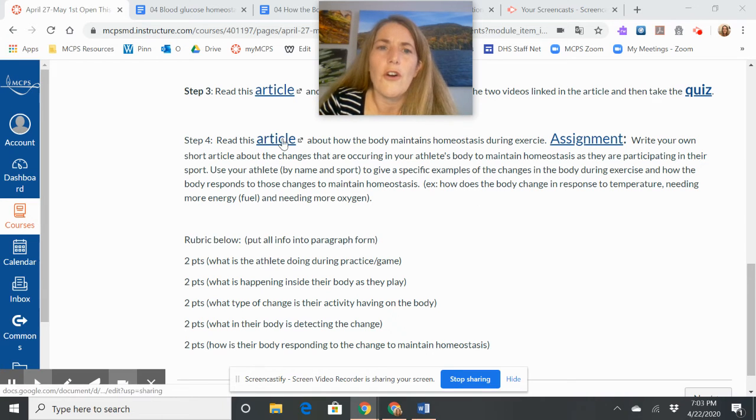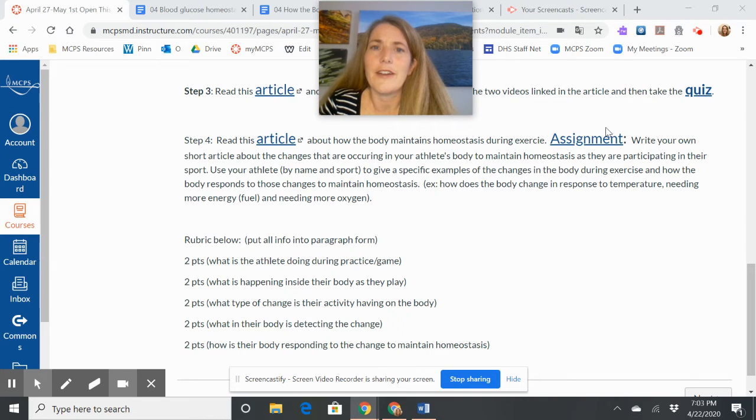You'll notice that this article here is background about how your body maintains homeostasis during exercise. It's got lots of good information in it. Use that article to help you, and then write your own short article specifically about your player. So make sure you're mentioning your player's name and then make it relevant to their sport.